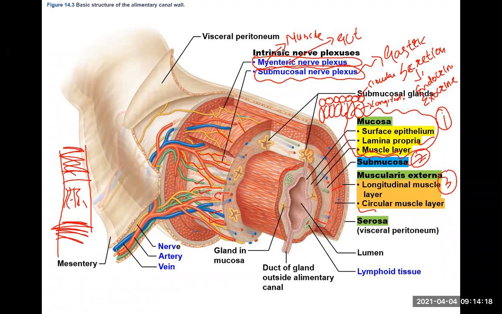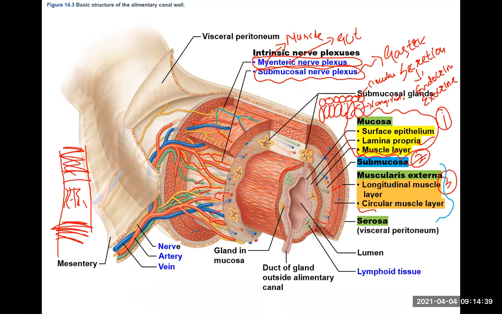Look at this. The blue ones, right? They are called the myenteric nerve plexus. So where are they present? They are present in which layer? The muscularis externa layer. But where in the muscularis externa? What is their function? First of all, their location.